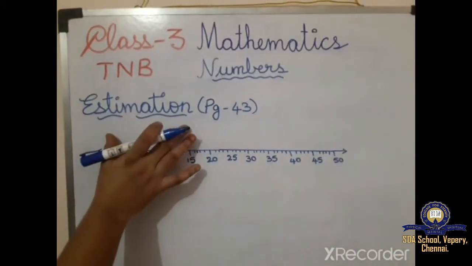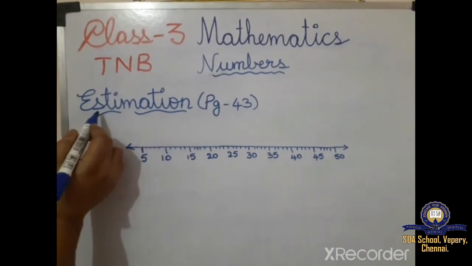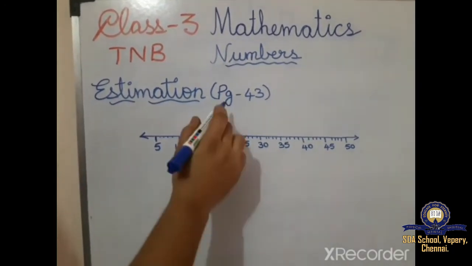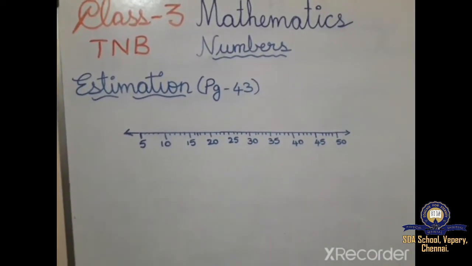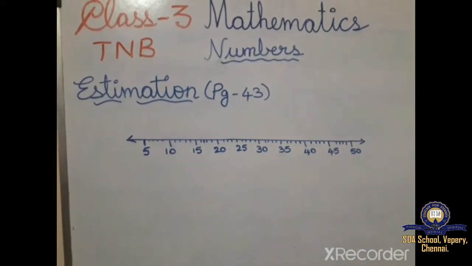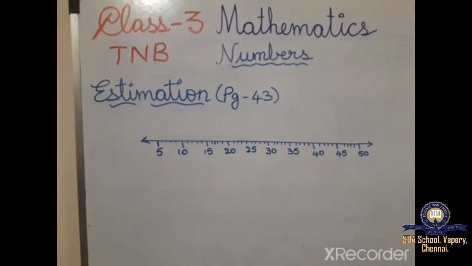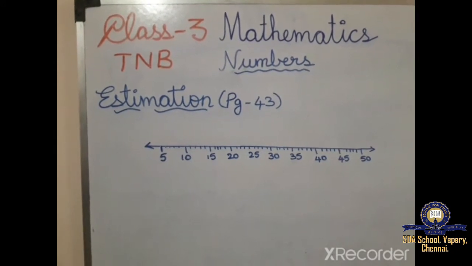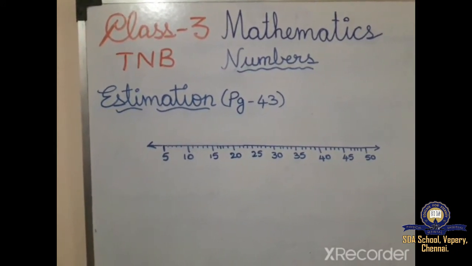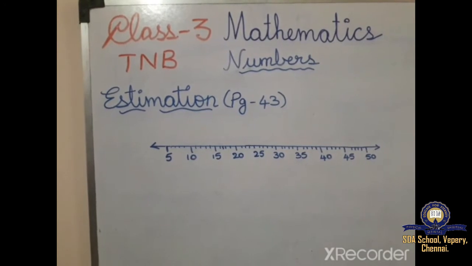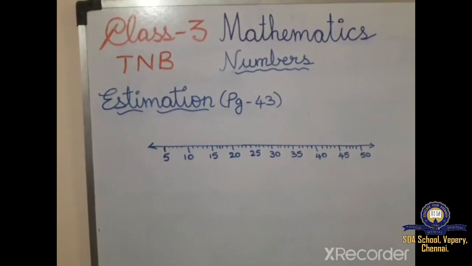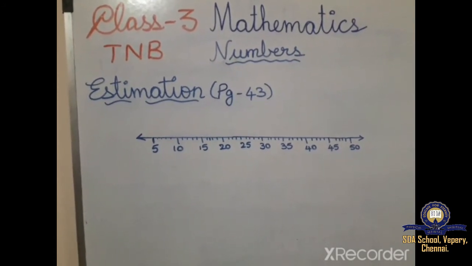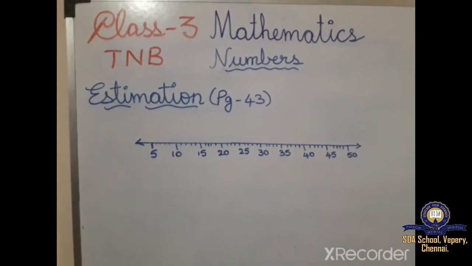Okay, the next topic is estimation. Take page number 43, you will find this. In this estimation, the definition is: estimate the sum and difference of the two given numbers by rounding off to the nearest tens and hundreds. So you didn't understand anything with this definition, no? Now I'll explain what this is.